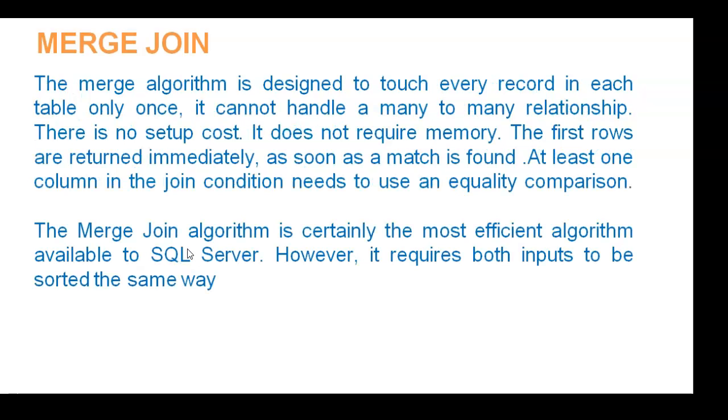Okay, so the merge join algorithm is designed to touch every record in each table only once. It cannot handle many-to-many relationships. There is no setup cost. It doesn't require memory. The first rows are returned immediately as soon as a match is found. At least one column in the join condition needs to use an equality comparison.